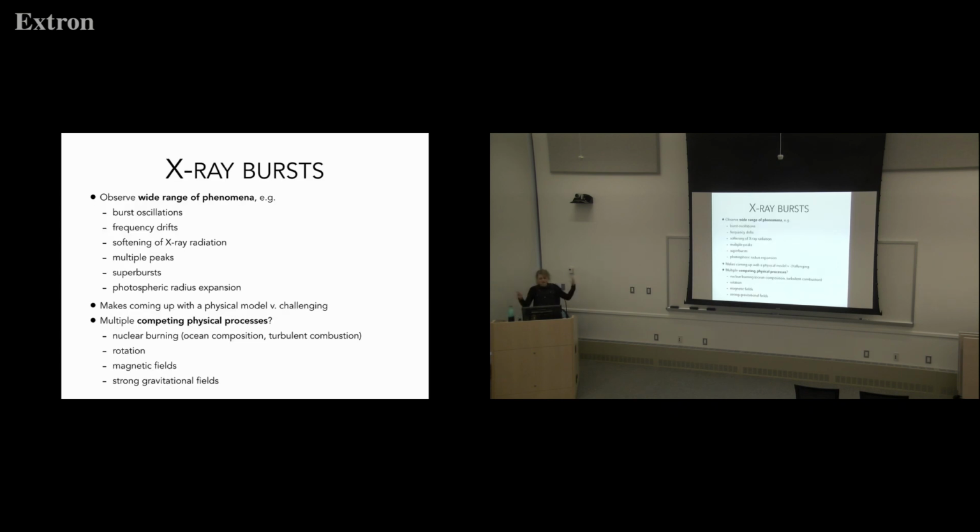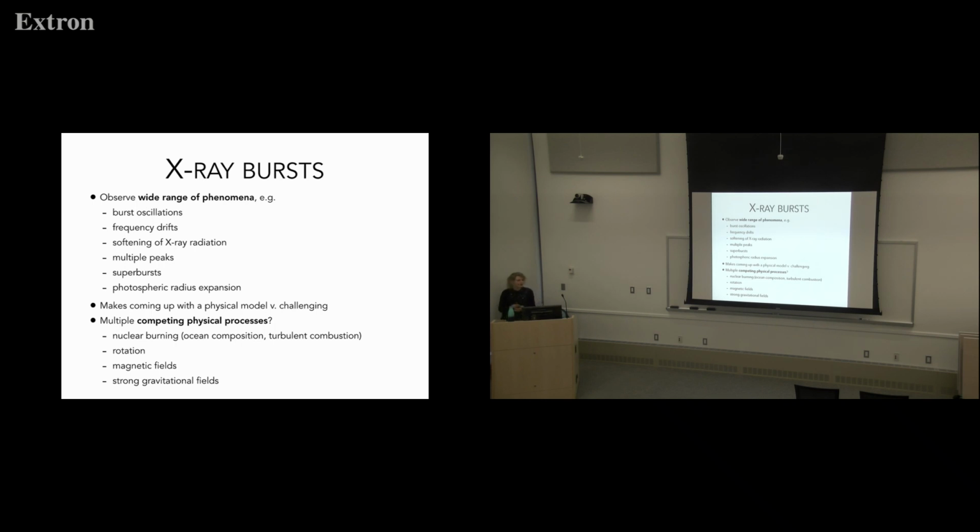Okay, so as I have just mentioned a bit, we observe a wide range of phenomena. Not only do we see burst oscillations, so these coherent oscillations during the burst itself, we also see what are called frequency drifts. Sometimes these oscillations can drift in frequency over the course of a burst. We see what's called softening of X-ray radiation. So it might be that initially the X-ray radiation starts at very energetic wavelengths, and then over the course of the burst it can become less energetic. We can see multiple peaks, so sometimes the radiation goes up, goes down a bit, and then goes up again.